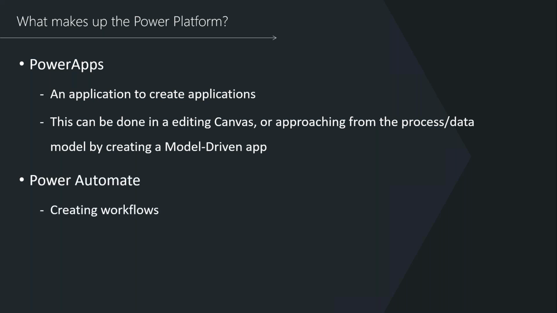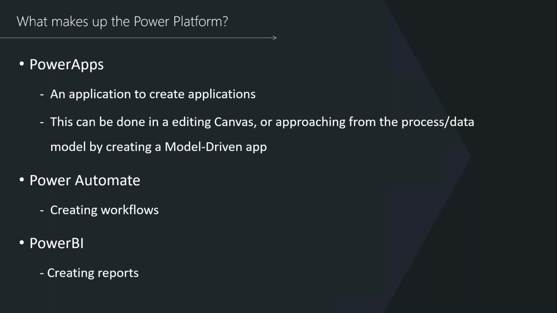Power Automate is how we can create workflows. These are flows that run in the background, and they allow us to do different things like create an approval process, send data from one place to another, and automatically send emails and notifications. There's quite a big range of things that we can do with Power Automate as well.